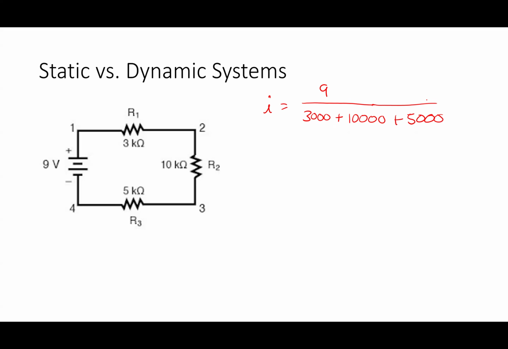Now, again, this is an approximation. This is a model. If I actually truly had a 9-volt battery and those resistors, what do I know about a battery? Well, a battery is actually going to discharge over time, right? It doesn't have infinite energy in it. So yes, things would change. But if I had a perfect battery and perfect resistors, this was a static system.